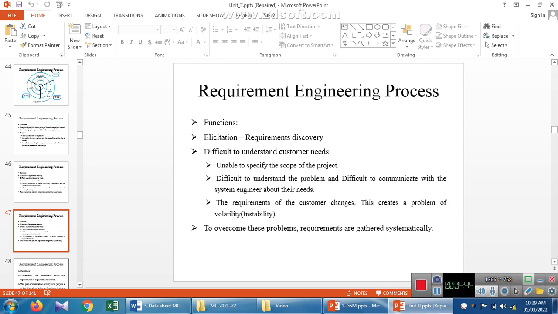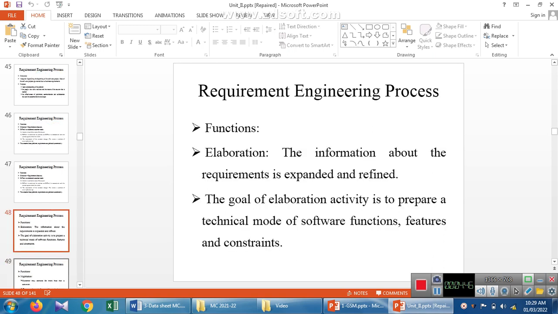And next one, elaboration. It will expand and refine the requirement information for developing the software product. The main goal of the elaboration activity is to prepare the technical model of software functions, features and constraints.